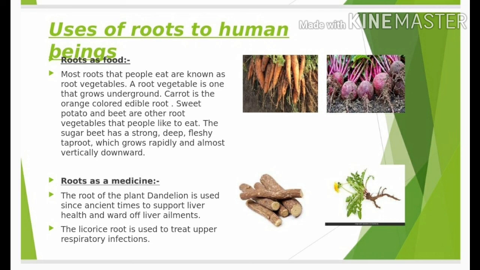Apart from that, we also came to know that there are basically three different types of roots, that are taproots, fibrous roots and adventitious roots. We consume different root vegetables such as carrot, radish, sugar beet, sweet potato, etc. We also use many roots as medicines. That's why roots are called the main parts of a plant.